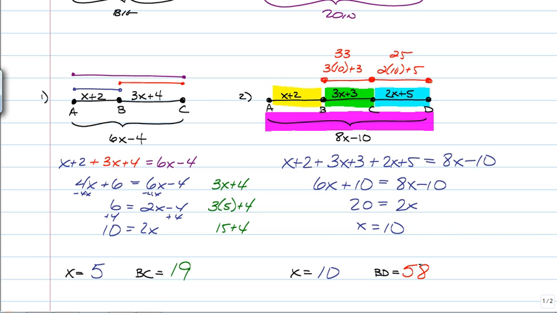Okay, and again, that's all it takes. You're just adding little pieces and setting it equal to the big piece. After that, it's just algebra.